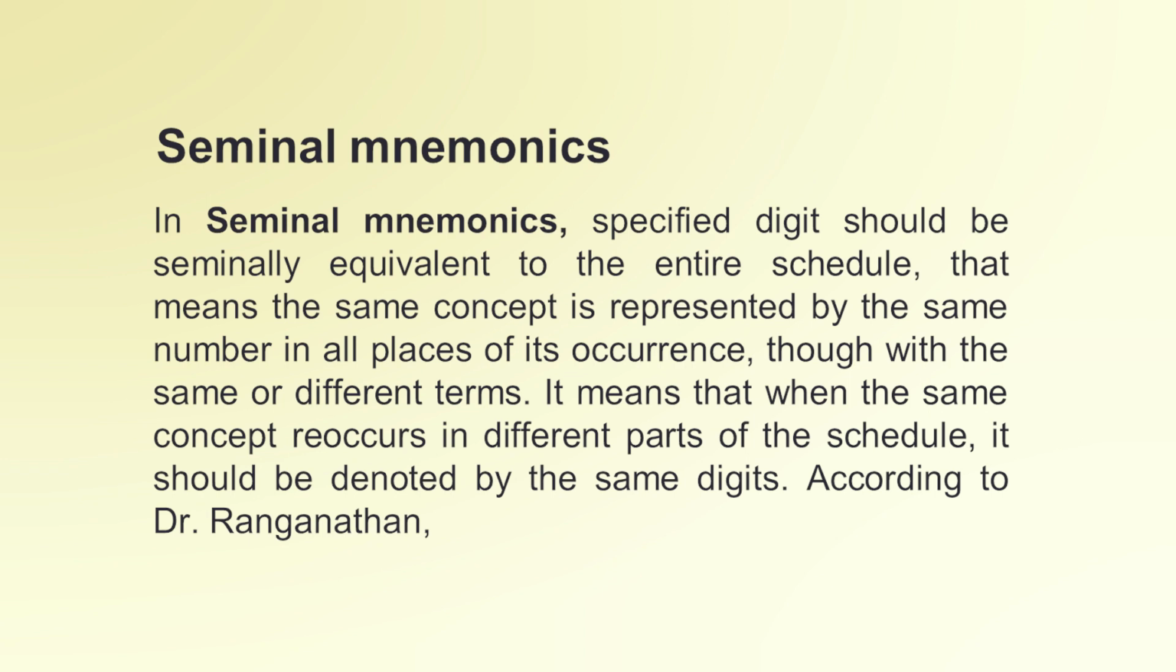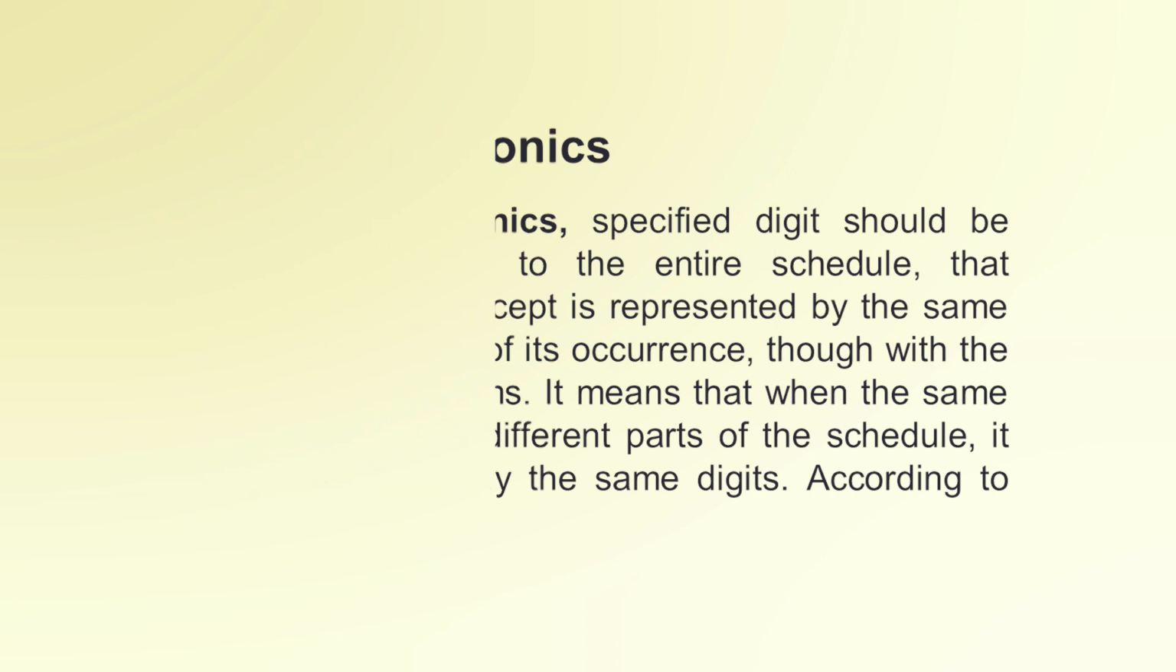In seminal mnemonics, a specified digit should be seminally equivalent to the entire schedule. That means the same concept is represented by the same number in all places of its occurrence, though with the same or different terms. It means that when the same concept reoccurs in different parts of the schedule, it should be denoted by the same digit.